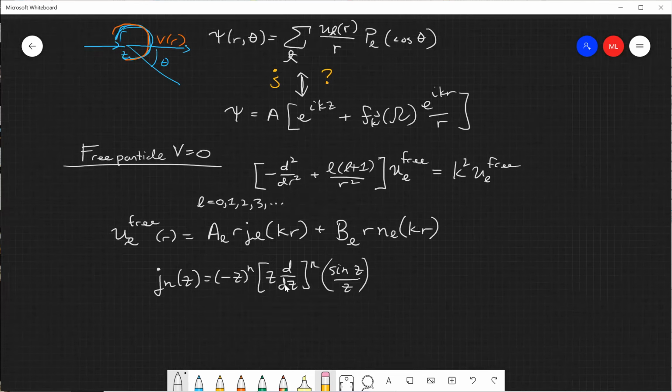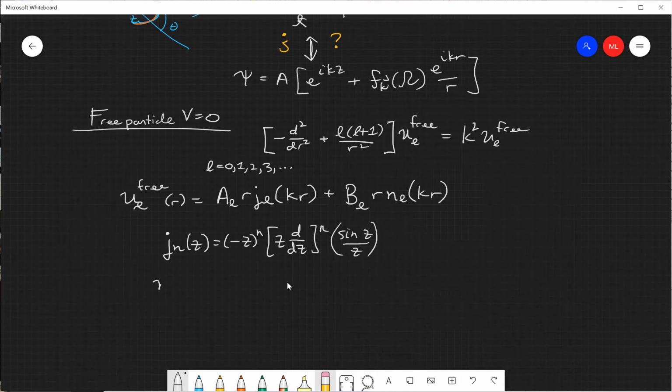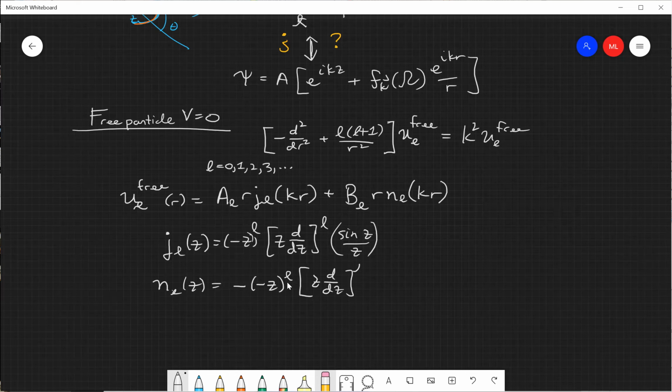And the other guys, the n's, that's kind of awkward. I made it n. Fine, well, maybe we'll do L. It makes it a little nicer. Okay, L. These guys are similar. It's minus z to the L, and then you take the same derivative and act with it L times on cosine.